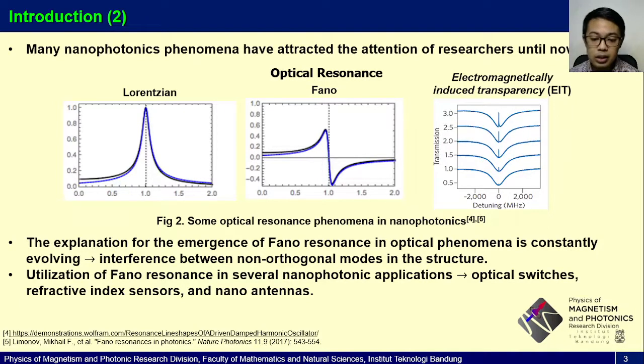Of this optical resonance phenomena, Fano resonance has received much attention until now, because its asymmetrical profile often shows sharp features. Fano resonance in a scattering structure is often explained by interference between a collective mode with a wide profile and another mode with a narrower profile. Through subsequent studies, now Fano resonance is understood as a result of interference between non-orthogonal modes in the structure.